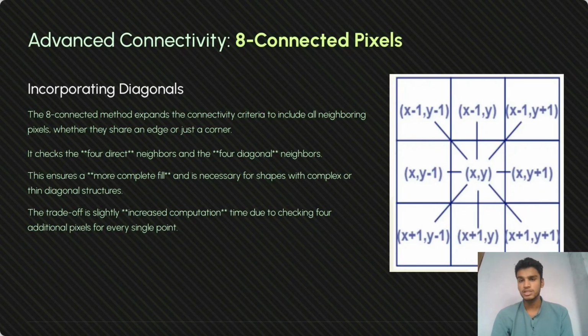As we can see in this picture, in the 4 connected pixel we only use the top, bottom, left and right, but in this we also use the diagonals. So here we have 8 neighbors. Before, we had only 4 neighbors.